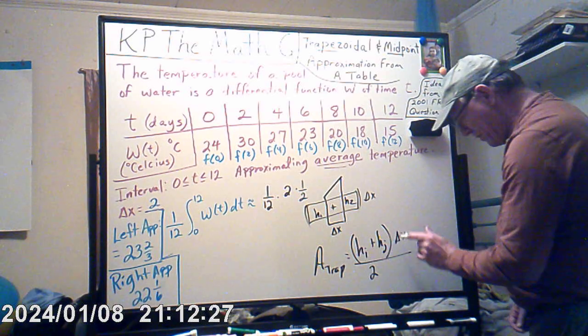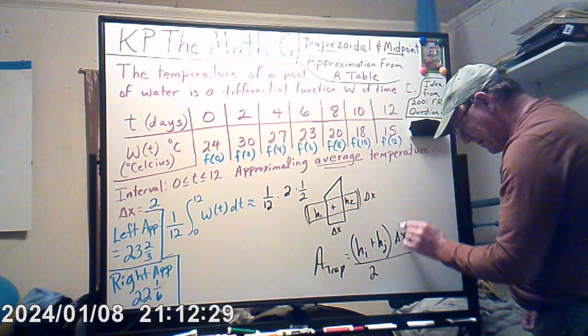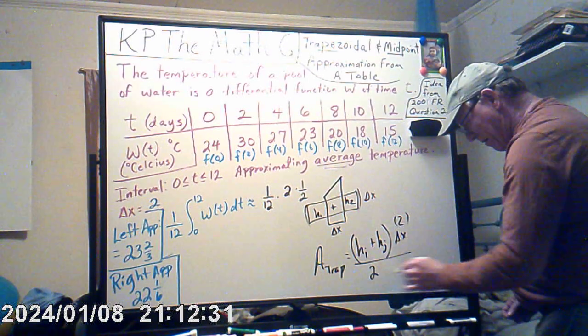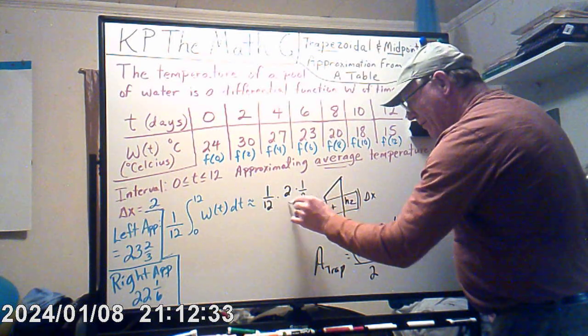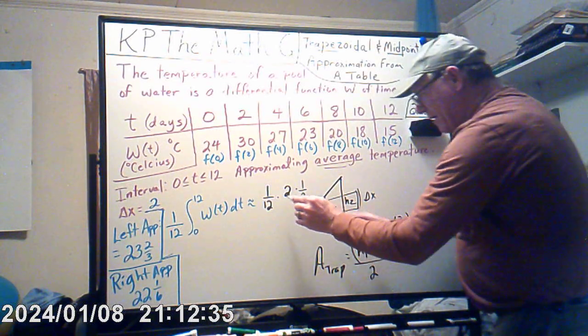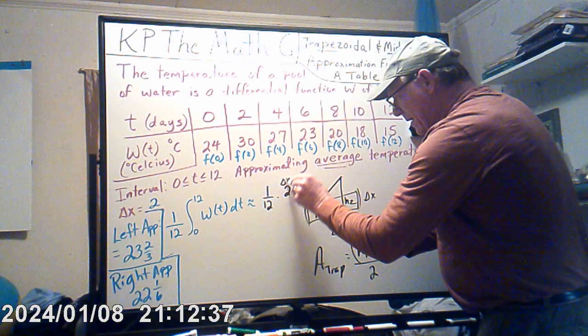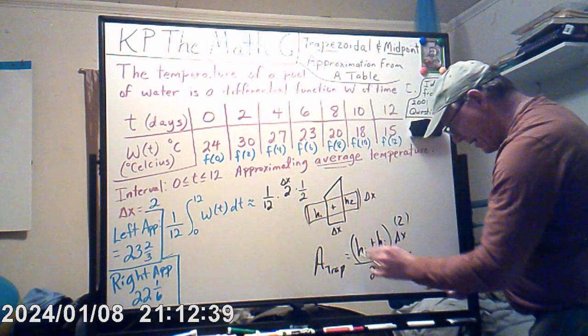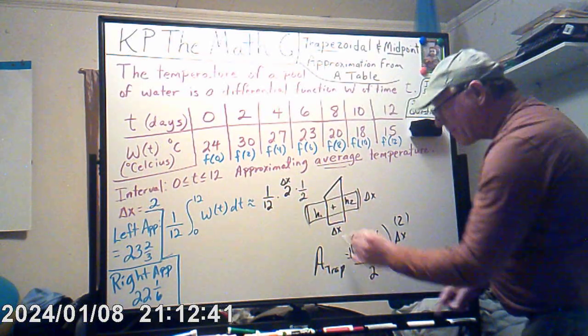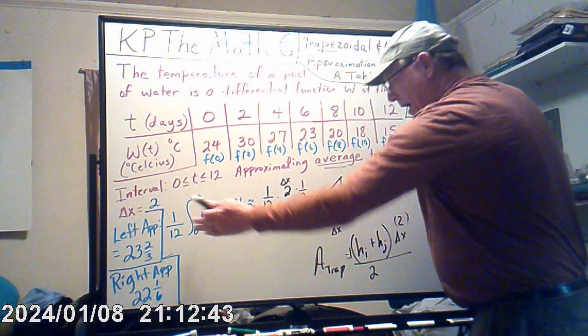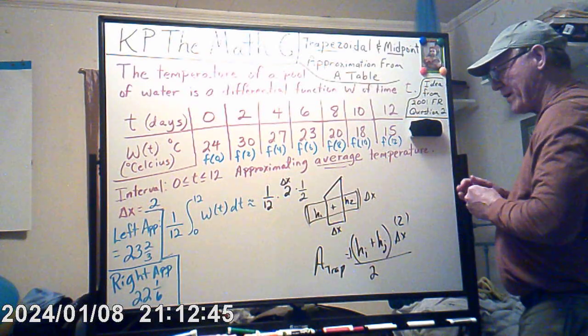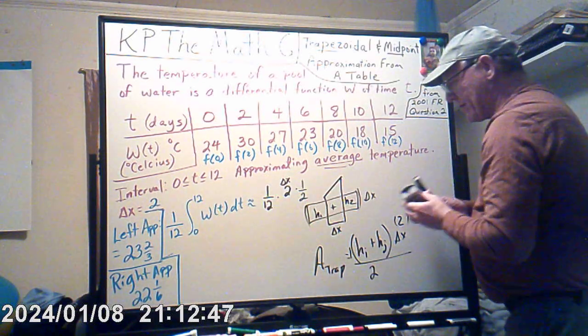Okay, so here's the 2 right here, but then you are multiplying by 1/2 right here. So the 2 is the delta x, and the 1/2 is right here. This is 1/2 right here, and the 1/12 is the average. So you have to have all 3 of those in there. Alright, so there it is.